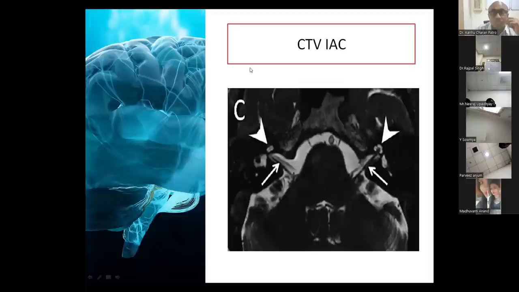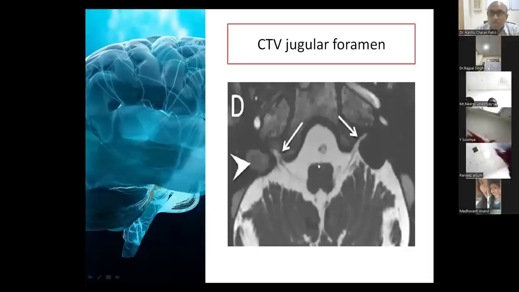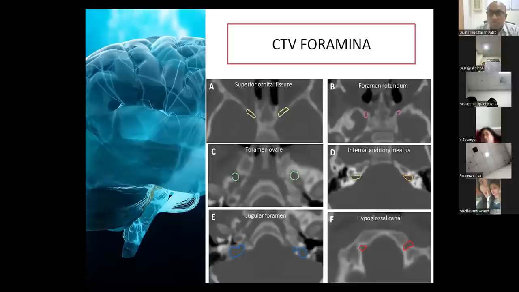People think of trying cochlear sparing. Never attempt to spare the cochlea. It should be within your CTV. This is the jugular foramen, where the 9th and 10th nerves are. You should contour these nerves and include the entire area of the jugular foramen in the CTV. Then this is the hypoglossal canal. For the hypoglossal nerve, again, you have to contour this area and give the CTV around it. You have to contour all these foramina: optic canal, foramen rotundum, foramen ovale, internal acoustic meatus, jugular foramen, and hypoglossal. Don't forget to contour and give at least 1 centimeter margin around the foramina.